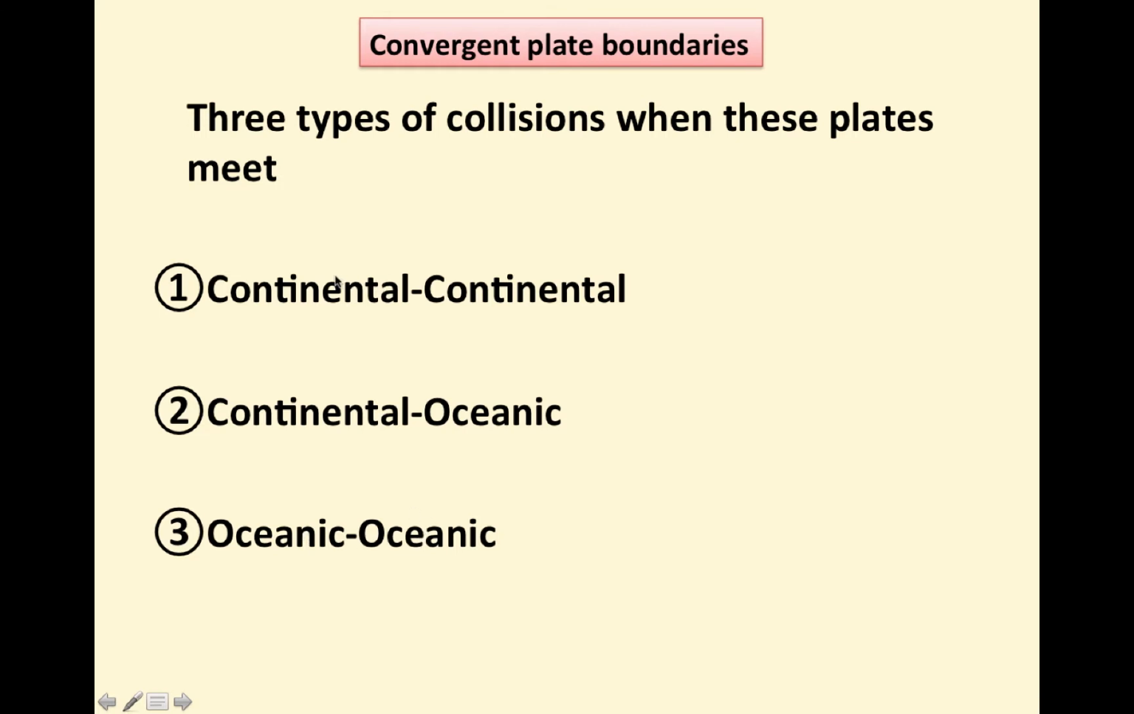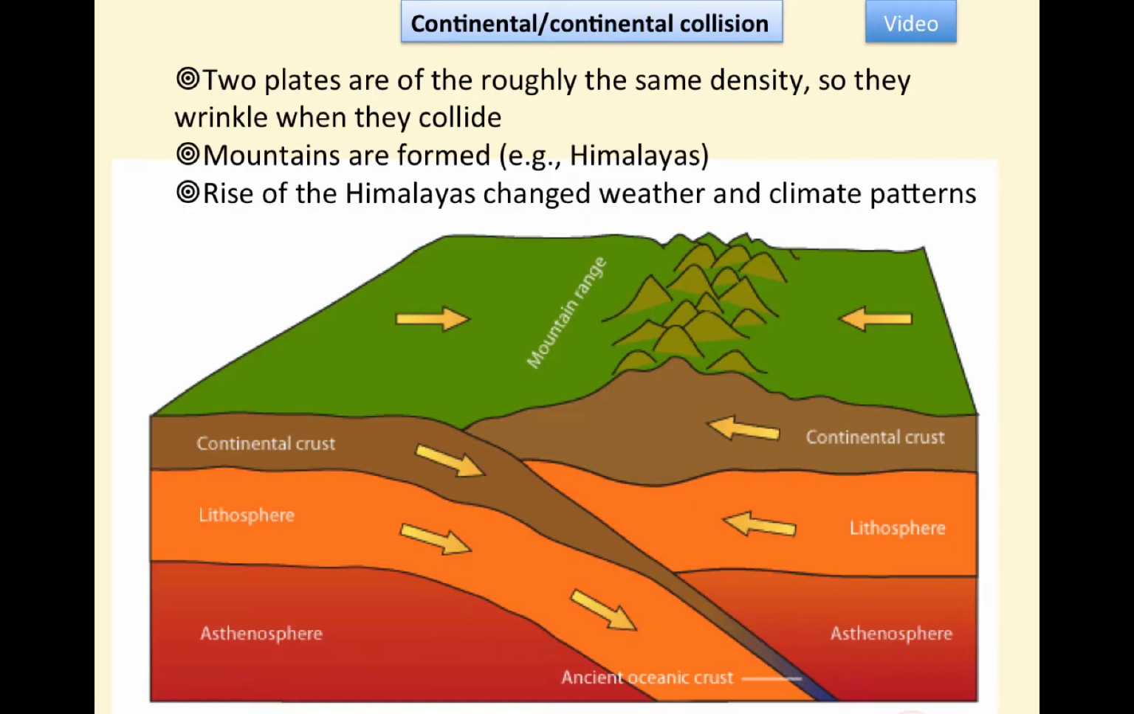Now in general, the continental plates are thicker and also less dense than the oceanic plates. They're formed out of quite different rock over time. So let's look at the first one. When two continental plates collide, one of them may be less dense for a variety of reasons. So when they hit, though, they tend to buckle, creating mountains. Mountains are formed, for example, the Himalayas form this way. The rise of the Himalayas, we'll look at, changed weather and climate patterns and actually increased a lot of weathering.